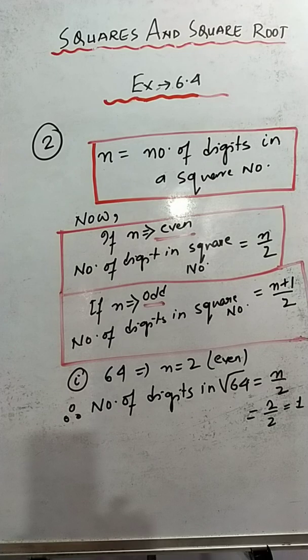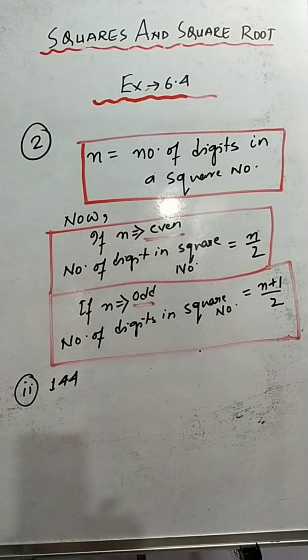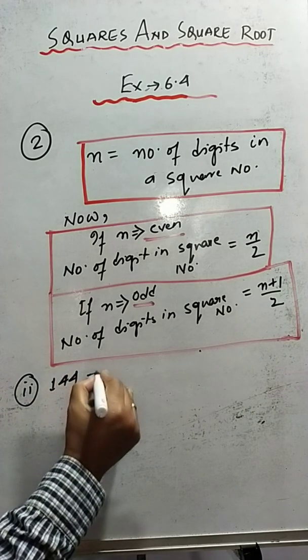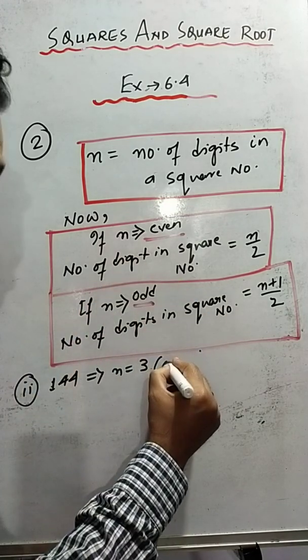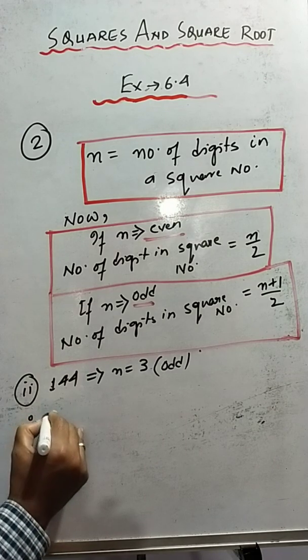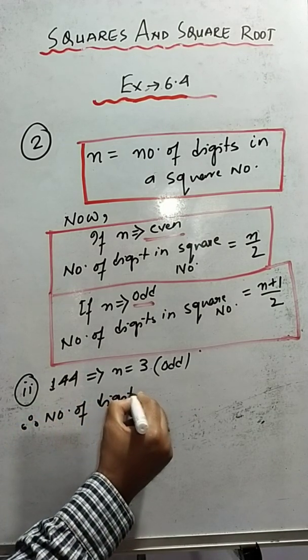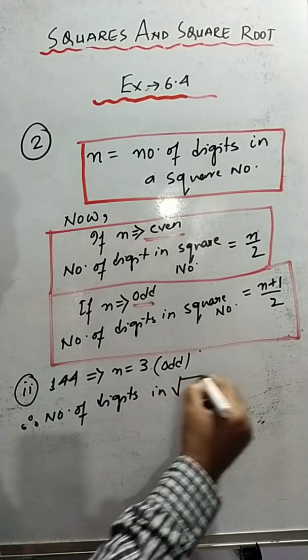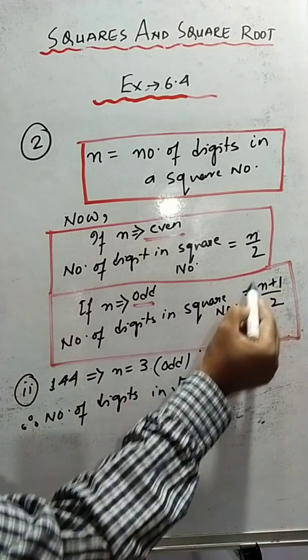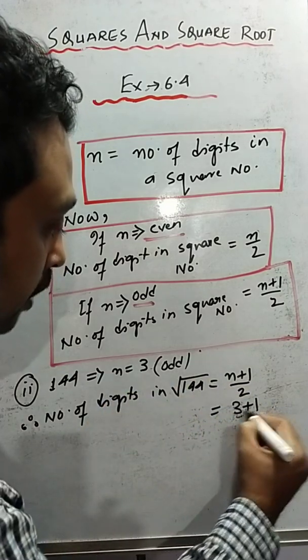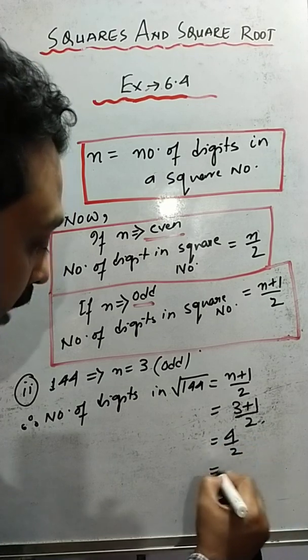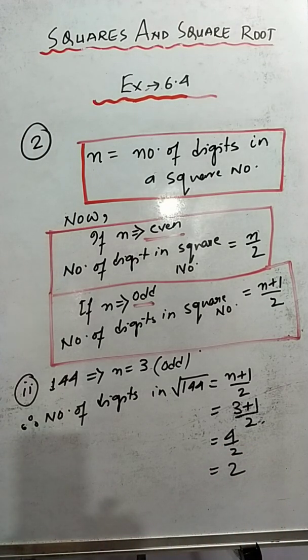Now let's do sum number 2. We have 144. What is n, students? n would be 3, because there are 3 digits. Is 3 even or odd? It is odd. Now how do we find it? Therefore, the number of digits in the square root of 144 will be, odd means which formula we have to use? (n plus 1) by 2. In place of n we put 3, so (3 plus 1) by 2. 3 plus 1 is 4, 4 by 2, and if you reduce it, the answer is 2. So the number of digits in the square root of 144 is 2. Without calculation, we can find the number of digits of the square root of any given number.